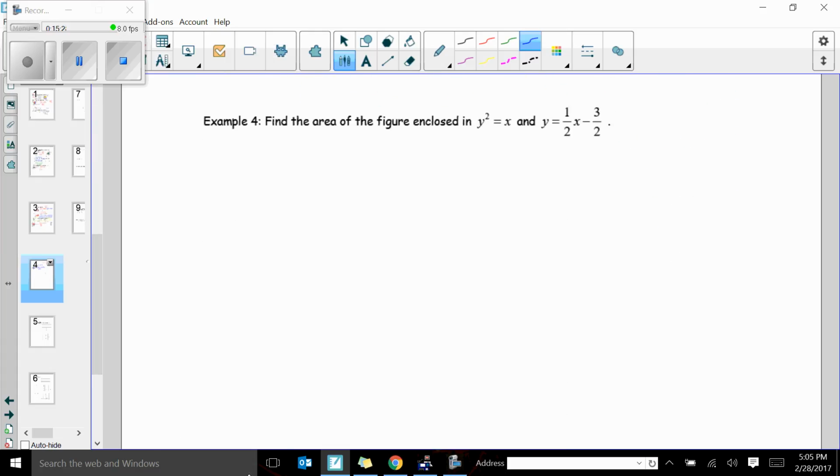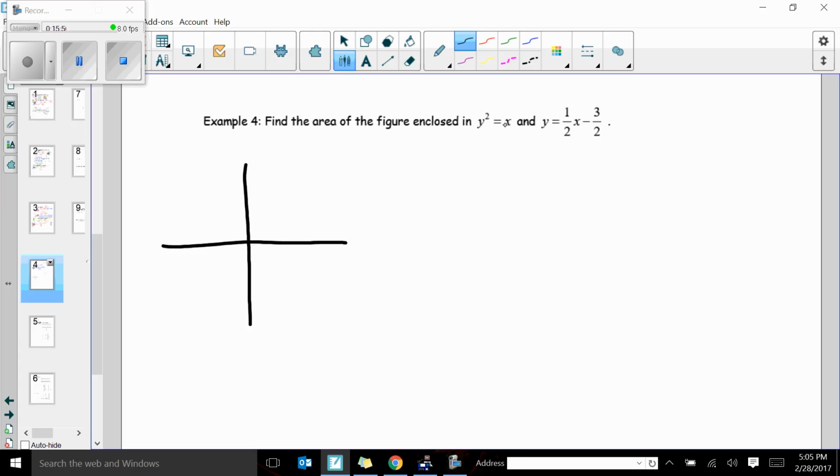Okay. And when you're looking at a problem, you may not know, hey, should I do this with respect to x or with respect to y? So I'm not going to tell you yet which one is easier here. You might pick up on a clue, but let's just go ahead and graph this and kind of play this out. Okay, so this y squared equals x.